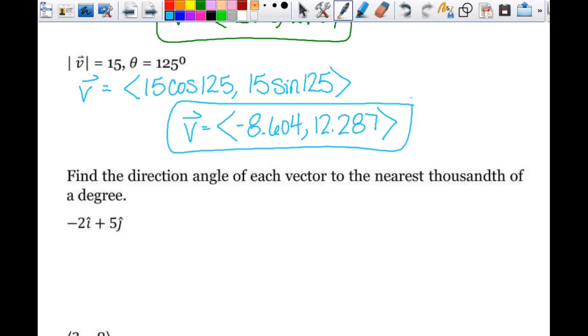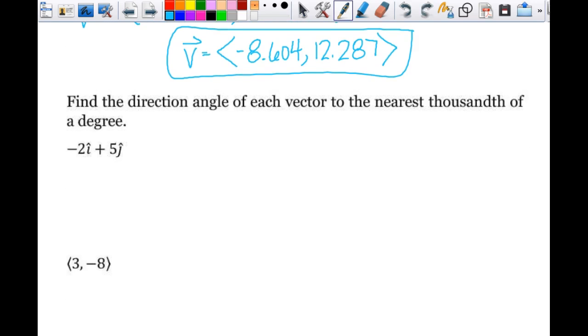All right. So now let's look at this one. It says find the direction angle of each vector to the nearest 1,000th of a degree. Okay, so this gives it to me in i hat, j hat. I would rather look at this as the component form. I know both of them are new to you, but I think the component form probably makes a little bit more sense. So if I look at the vector in component form, that's just going to be what? Negative 2, 5. Right? So there's your component form.